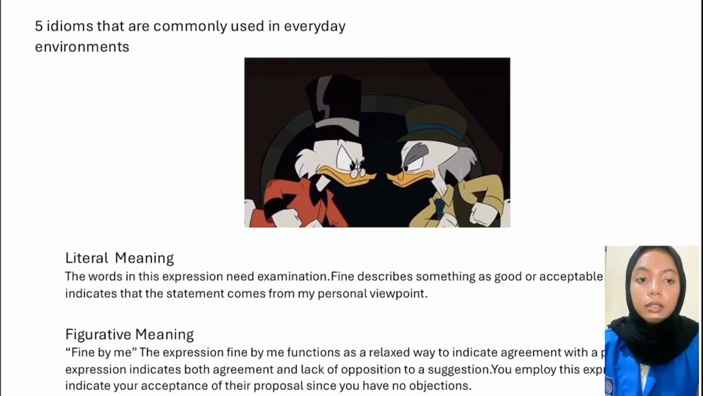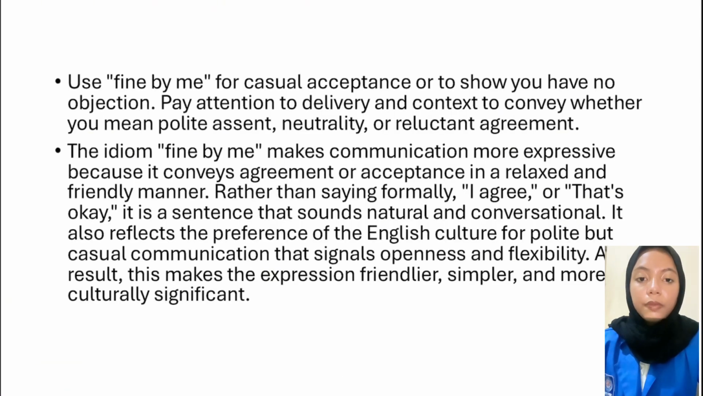You employ this expression to indicate your acceptance of their proposal since you have no objection. Use "fine by me" for casual acceptance or to show you have no objection. Pay attention to delivery and context to convey whether you mean polite neutrality or reluctant agreement. The idiom "fine by me" makes communication more expressive because it conveys agreement or acceptance in a relaxed and friendly manner.